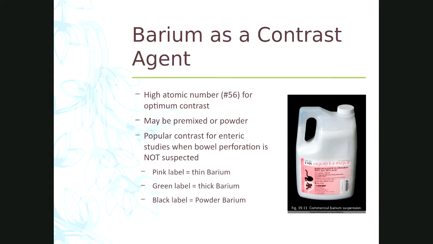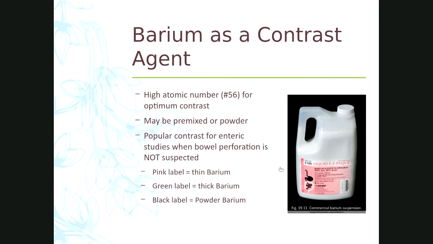We use what is called barium, which is our contrast agent. Barium has a high atomic number. It's actually atomic number 56, which is found on the periodic table of elements. So barium is number 56, and it can come in some different forms. It can come in pre-mixed form. This would be where it's already mixed up and you just shake it. Or it can come in powder form where you mix it to the consistency the radiologist wants and move forward from there. This is popular. It's one of the only contrasts we use for enteric studies if bowel perforation is not suspected, and we'll talk about that in just a couple minutes as well.